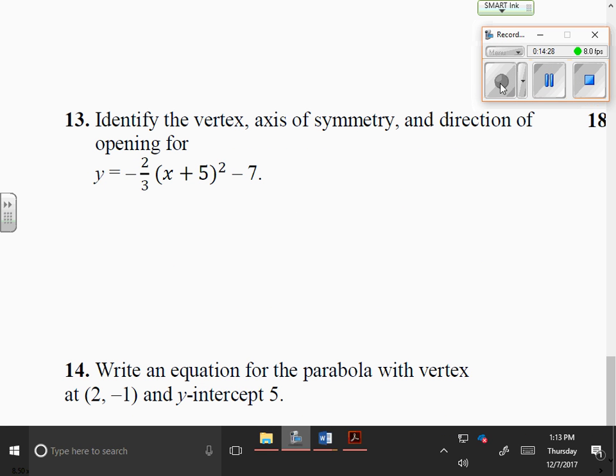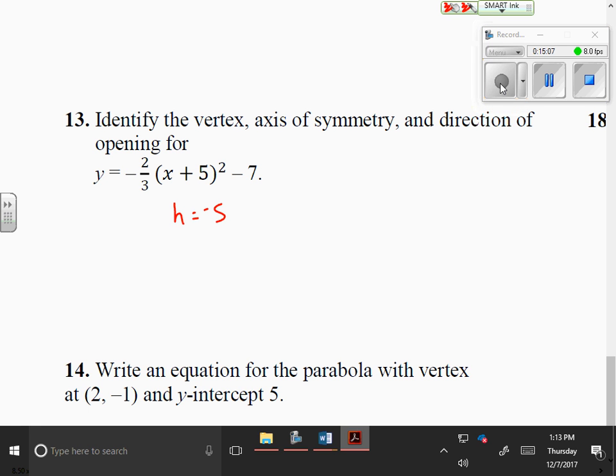Okay, 13 is already in vertex form. So it's going to be easy to find the vertex. What's the h value? Where is the h value? The 5. Of course, what do we have to do with that? You have to make it negative. So the h would be negative 5.